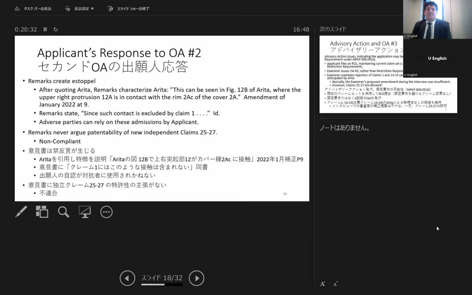ARITA doesn't necessarily show that. Their remarks continue by saying that this contact is excluded by claim 1, but claim 1 doesn't say that it's excluded. I see why they said that, but that doesn't mean that's right. As a result, adverse parties can rely on these admissions by the applicant, right? This can be a licensee, someone trying to invalidate your patent, or the examiner. They can say now that ARITA 12B shows this contact. They can say that claim 1 excludes this contact.